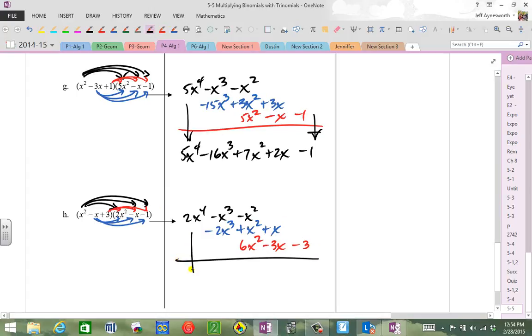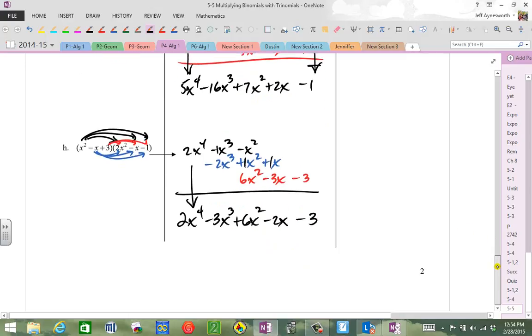Then add vertically, we get 2x to the 4th. Negative 1, negative 2 is a negative 3, so minus 3x cubed. 6 and 1 is 7, minus 1, back to 6, so plus 6x squared. And a 1 minus 3 is a negative 2, so minus 2x, and then a minus 3. Hopefully I didn't make any silly mistakes. I will check it later.